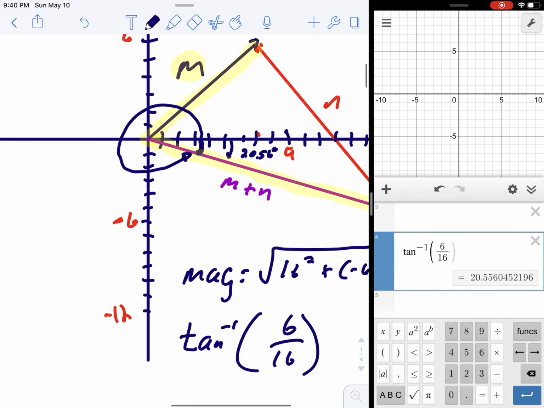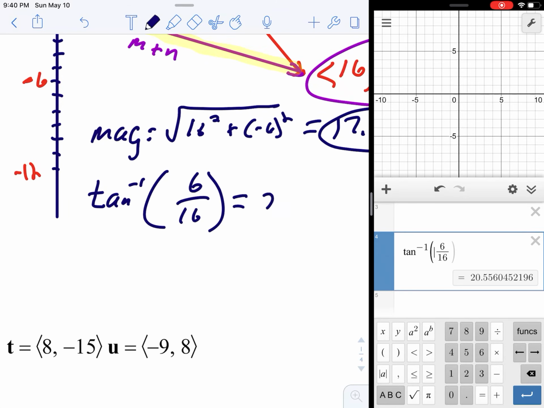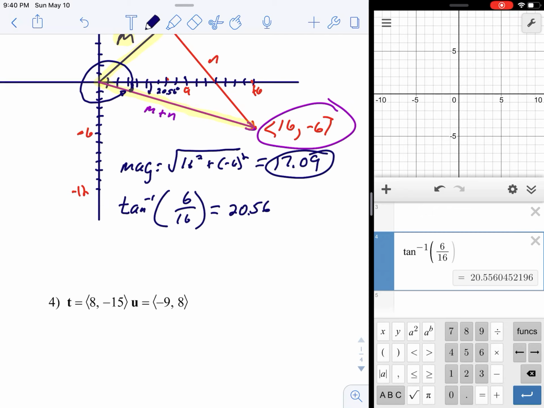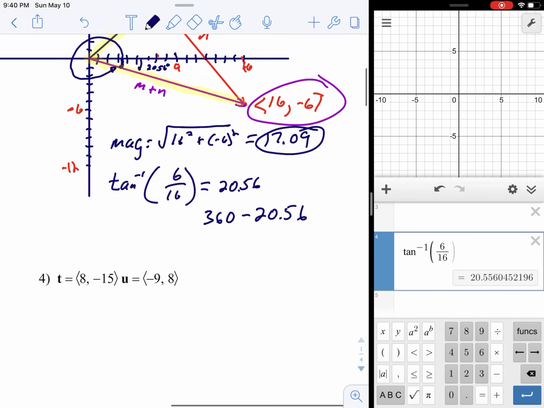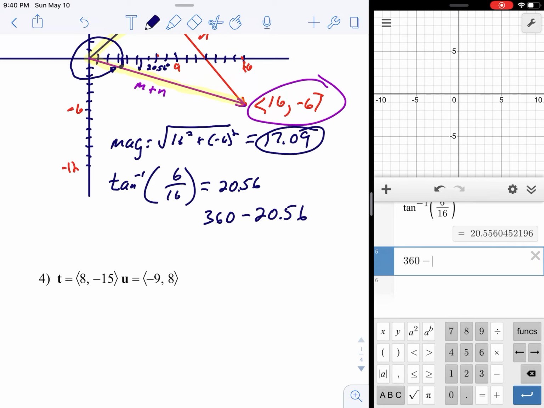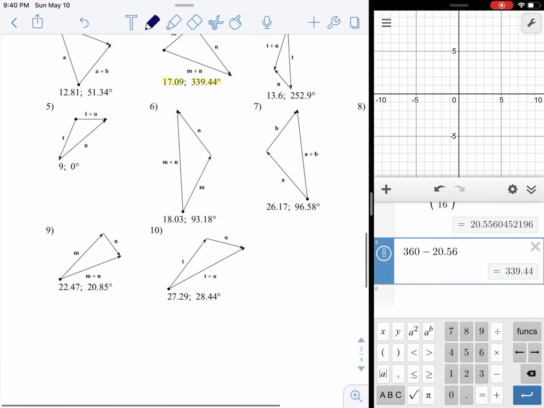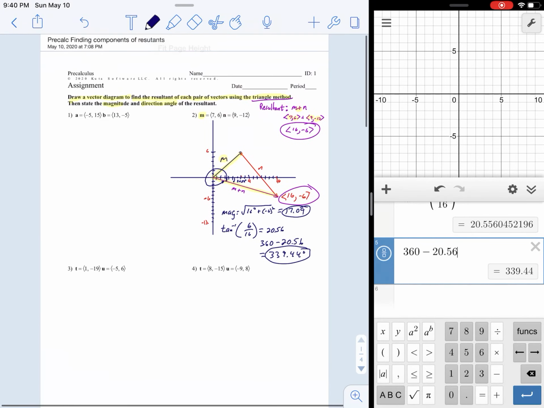But anyway, when you're in that quadrant, I kind of got off track. Even though this works out to be 20.56, your actual vector angle is 360 minus 20.56. Remember, in that quadrant, you subtract from 360, so let me do that. And we get 339.44 degrees. Let me check the answer. And there it is.